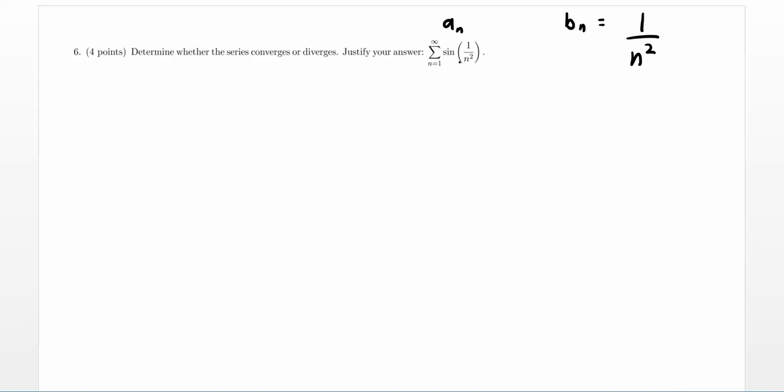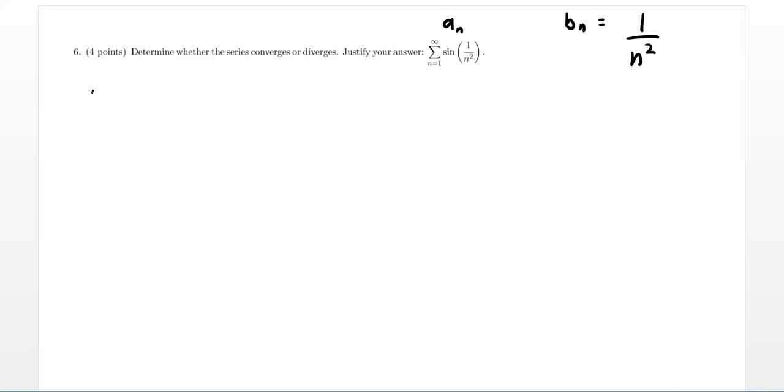So if we can show that the limit of this AN divided by our BN is a number between 0 and infinity, that means our series both have to do the same thing. We already know that the series of Bn converges, so AN would have to also converge. So let's see what happens when we do this.